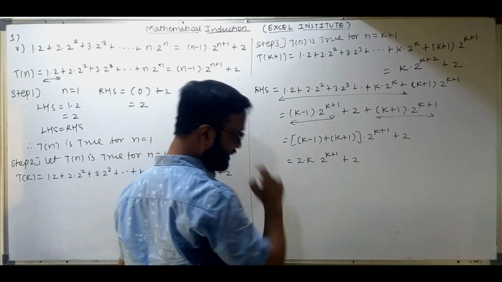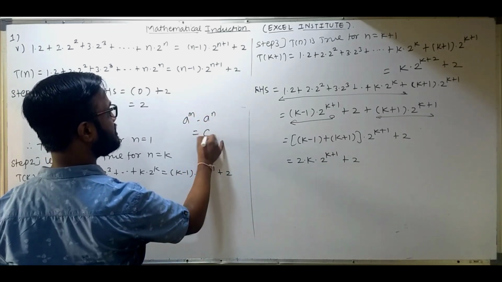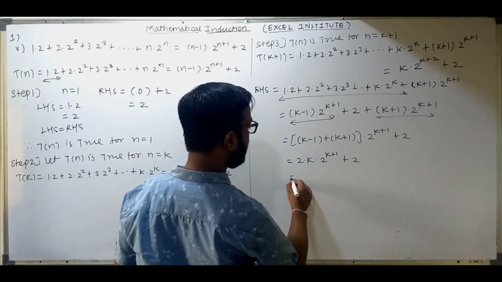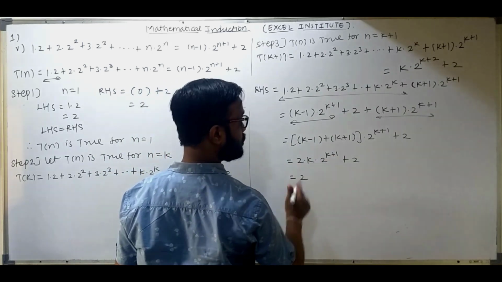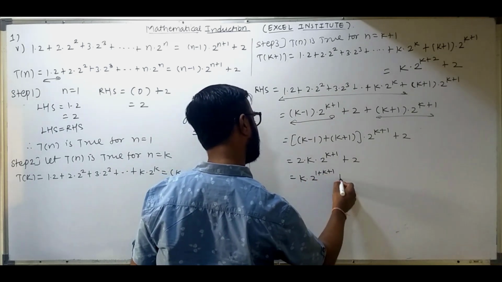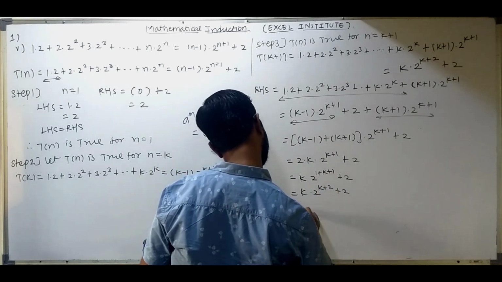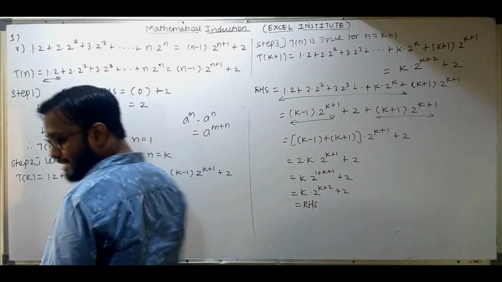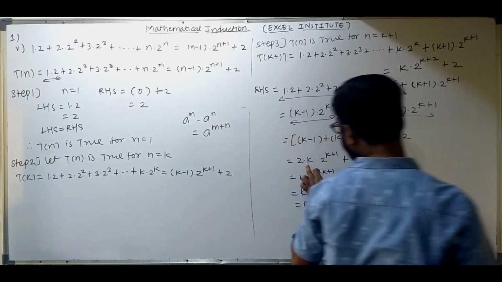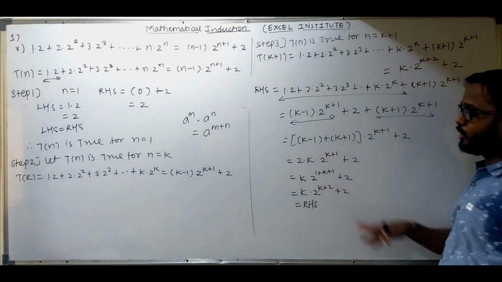Now let us see, remember the law of indices: a raised to m into a raised to n is a raised to m plus n, the powers get added. So 2 raised to 1 into 2 raised to K plus 1 is 2 raised to 1 plus K plus 1, and I keep K as it is, and this 2 as it is. So K into 2 raised to K plus 2, plus 2, which is equal to RHS. Is this clear to everyone? Beta, understood now? Here the law of indices is used, because 2 into 2 raised to K plus 1, the powers get added, 1 plus K plus 1 is K plus 2.